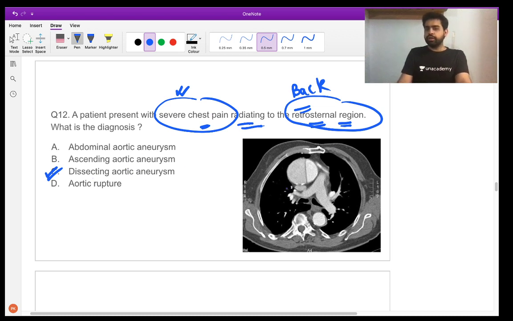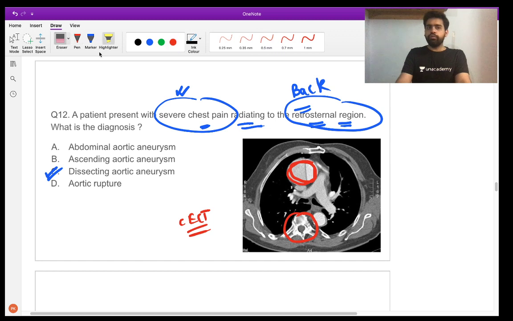Now, if you just look at this particular image, what are you seeing? I'll just mark it with the red. So this big circle which I'm drawing is the aorta. Now, what is this particular image? This is a contrast enhanced CT scan. Why is it a CT scan? Because just look at the bones. They are white, so it is a contrast enhanced CT scan.